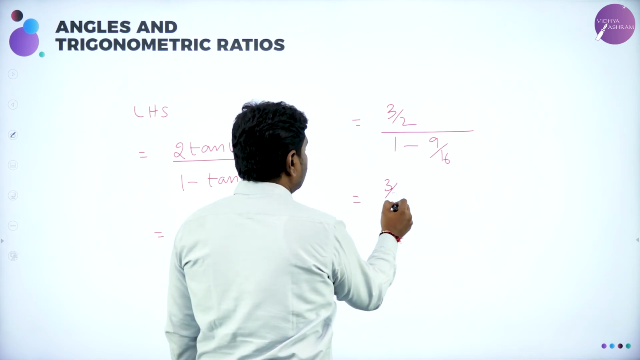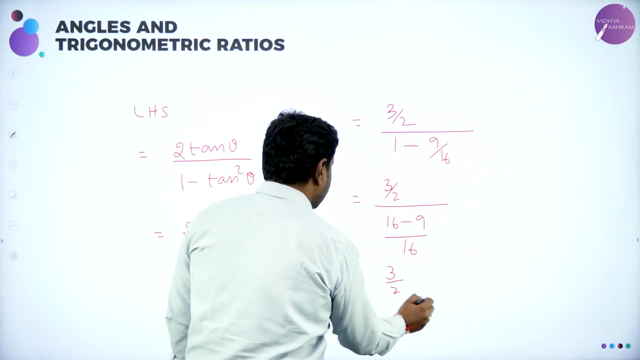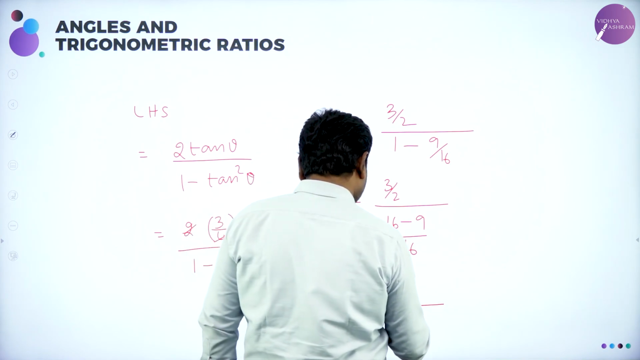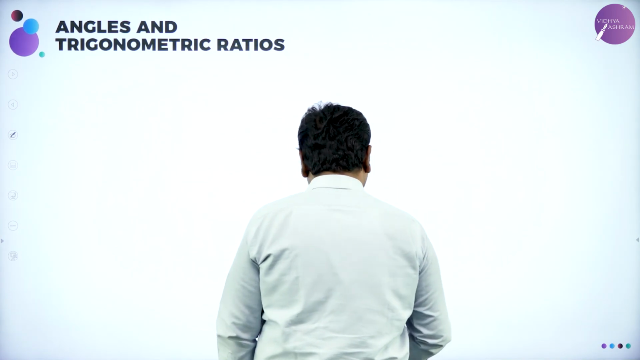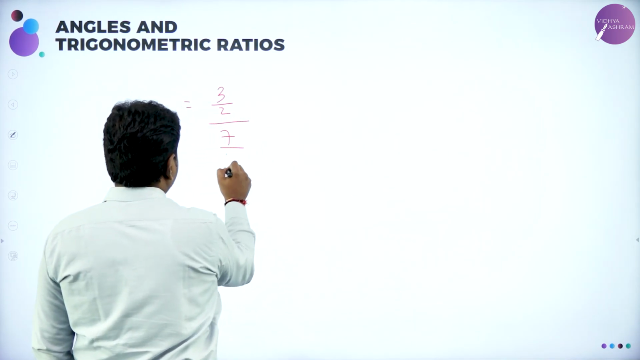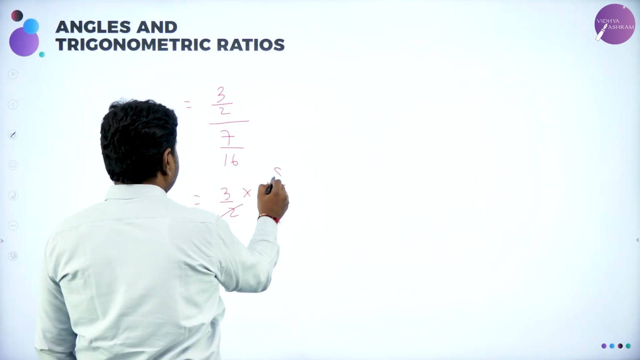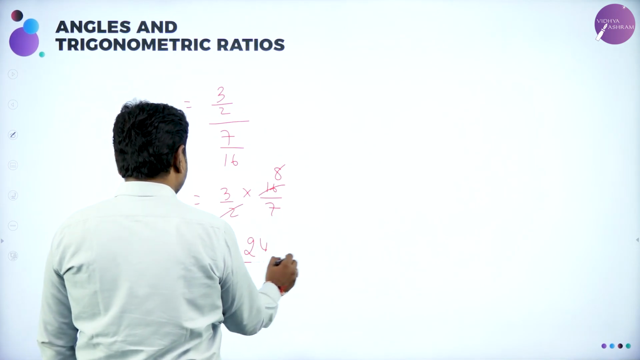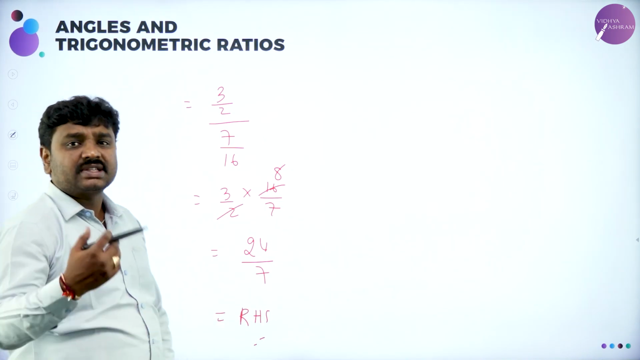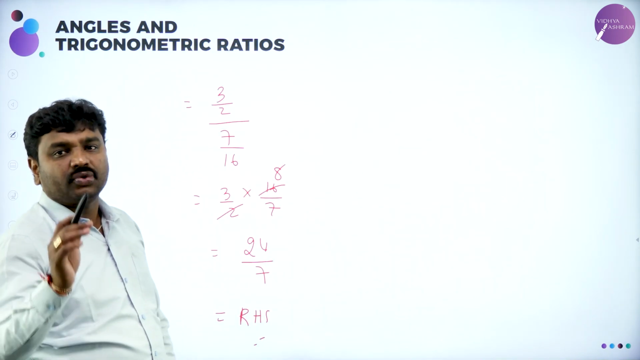So simplify, 3 by 2 divided by LCM is 16 minus 9 by 16, that is 3 by 2 divided by 16 minus 9 gives you 7 by 16. Further we have 3 by 2 divided by 7 by 16, or we say 3 by 2 into 16 by 7. 2 8s are 16, 3 8s are 24 divided by 7. So this is your RHS, 24 by 7. If you observe, they want 24 by 7 and we got it. I hope all of you got this.